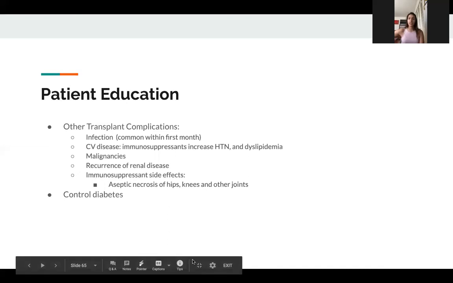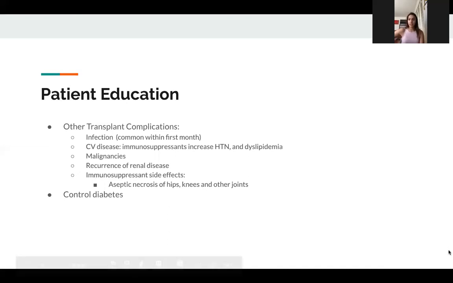And then we'd also want to touch on transplant complications, and of course infection would be a big one. We'd want to let them know that this is common within the first month, so really watch for that. Cardiovascular disease with immunosuppressants can increase hypertension and dyslipidemia. Malignancies, recurrence of the renal disease, and immunosuppressant side effects could include aseptic necrosis of the hip, knees, and other joints. And again, him controlling his diabetes will be very important.